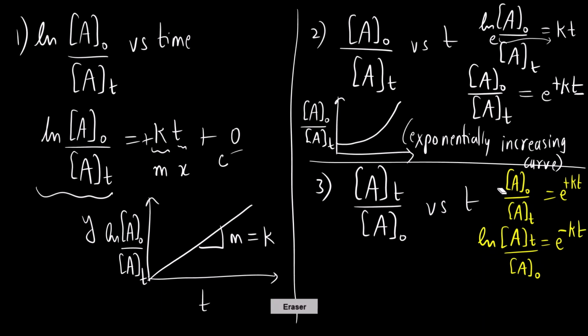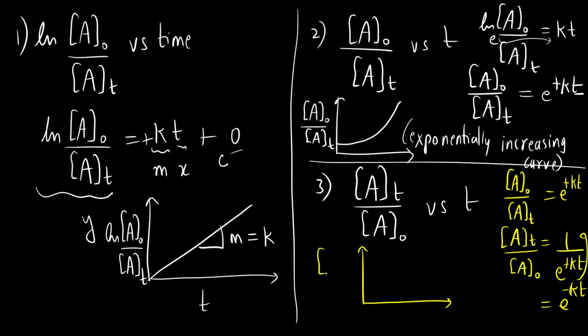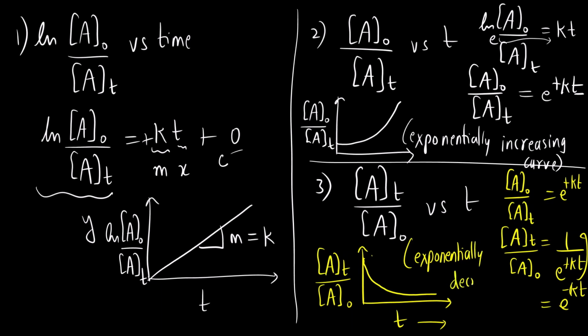a naught by at is e raised to plus kt. If I take the reciprocal, this will become e raised to minus kt. I'm taking the reciprocal, so e raised to plus kt will go to the numerator, plus will become minus, e raised to minus kt. So now it has become what? An exponentially decreasing curve. Now I'm plotting at by a naught versus time t. So what will I get? I will get an exponentially decreasing curve like this.